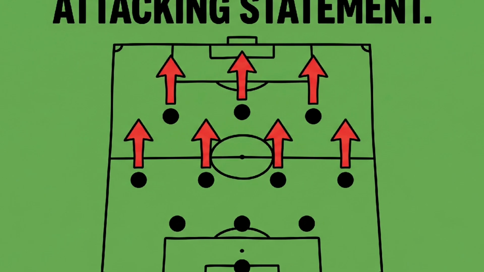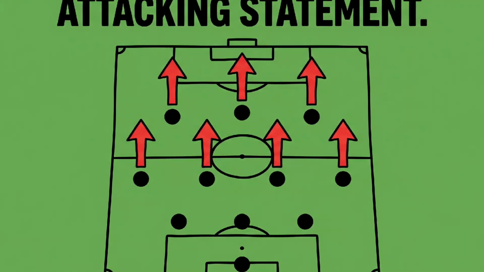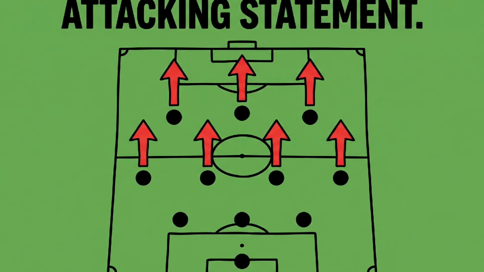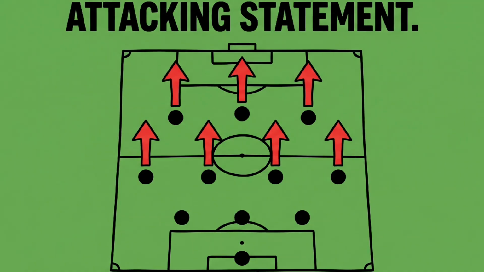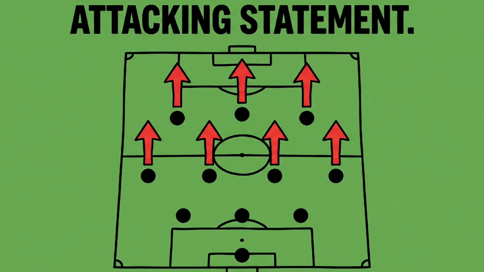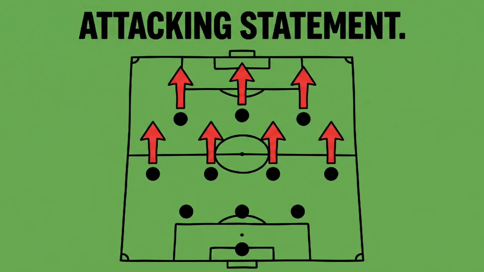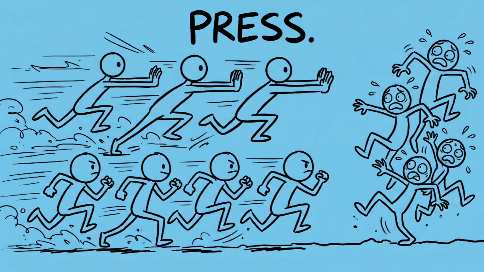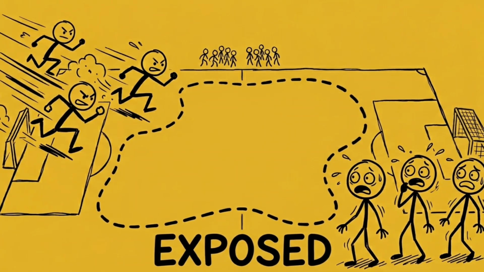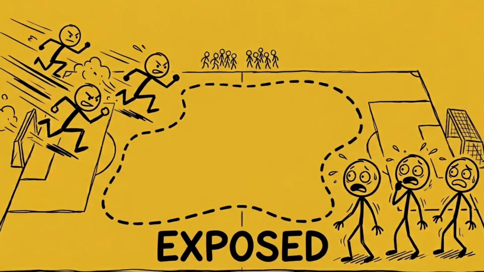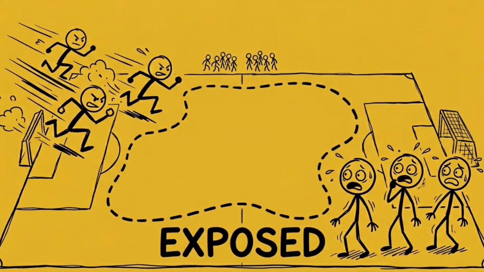The 3-4-3 is an attacking statement. 3 defenders, 4 midfielders, 3 forwards. It sacrifices defensive security for offensive firepower. When it works, it suffocates the opposition. 3 forwards pressing from the front, while 4 midfielders push forward in support. The opposition never gets a moment to breathe. When it doesn't work, the 3 center backs are exposed, and the team gets picked apart on the counter.